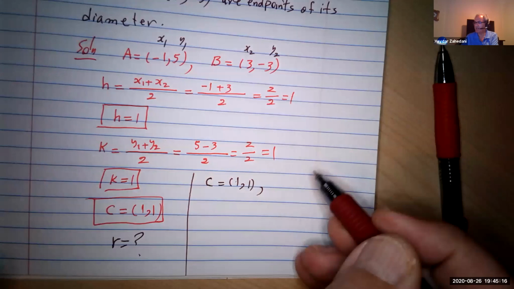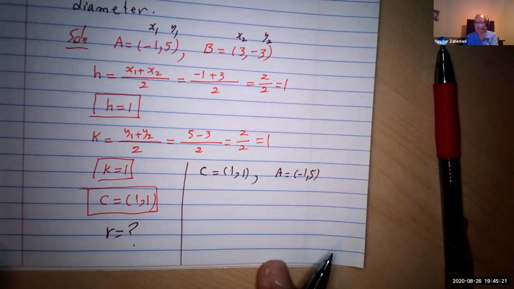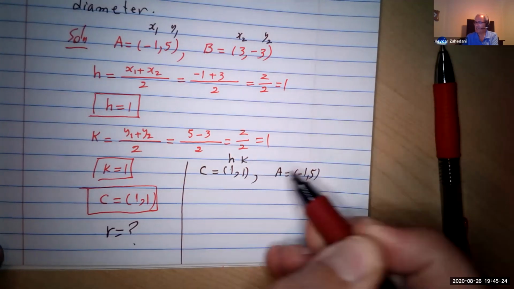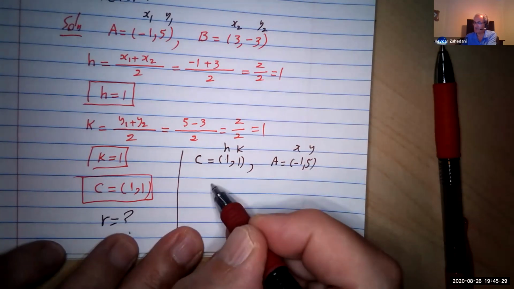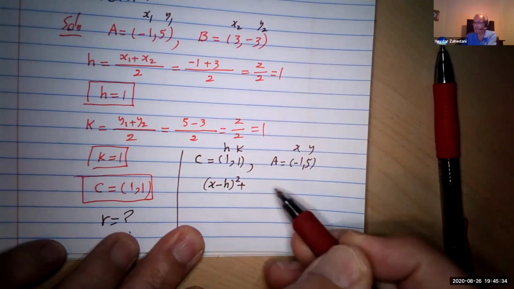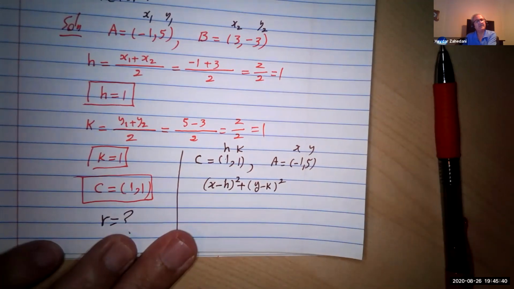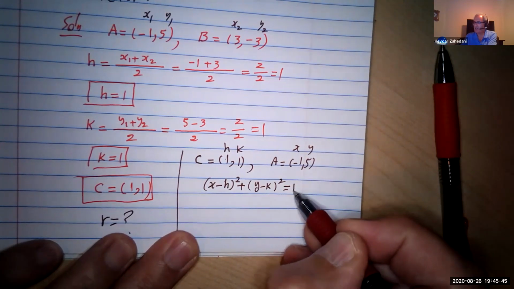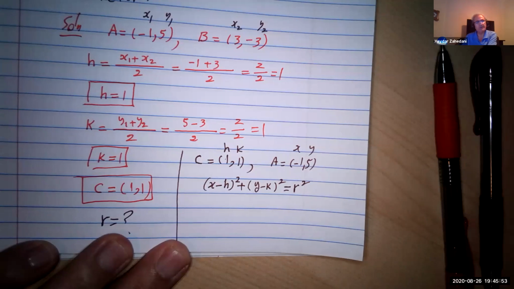Okay, so the second part, to find the radius, I have the center, (1, 1). Pick one of these points, it doesn't matter. I pick the A, (-1, 5). Remember, I have the h, k, x, y. Substitute in the equation as we did before: (x - h)² + (y - k)² = r². Substitute to get your r. Okay, it's like two problems in one.